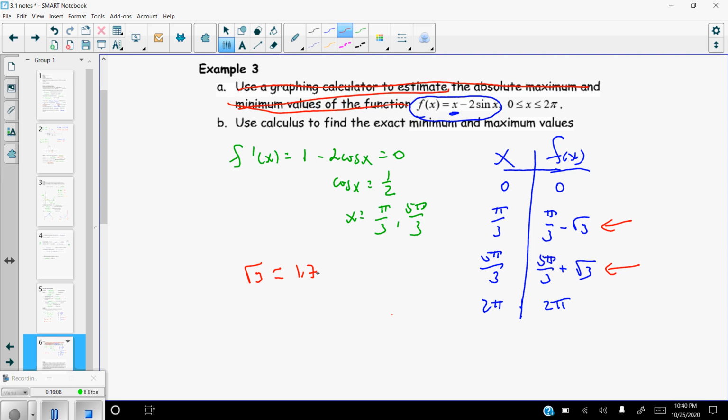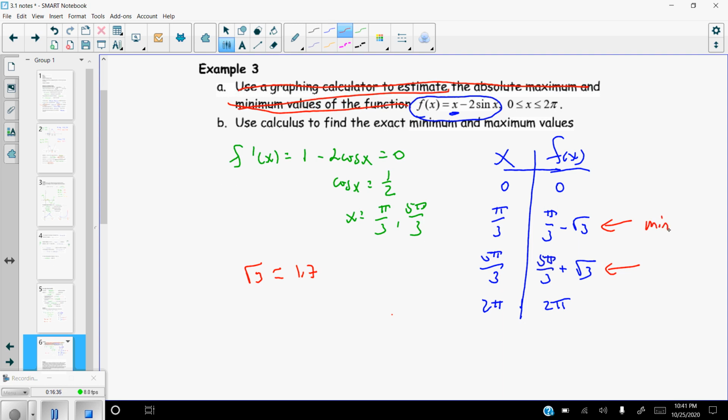And pi over 3, well, pi is about 3.14. So if you divide 3.14 by 3, you're going to get a number which is just a little bit bigger than 1, but definitely not near 1.7. So we're going to get a number which is just a little bit bigger than 1 minus 1.7. That's going to give us a negative value. So this is definitely going to be your minimum, because that's going to be negative.